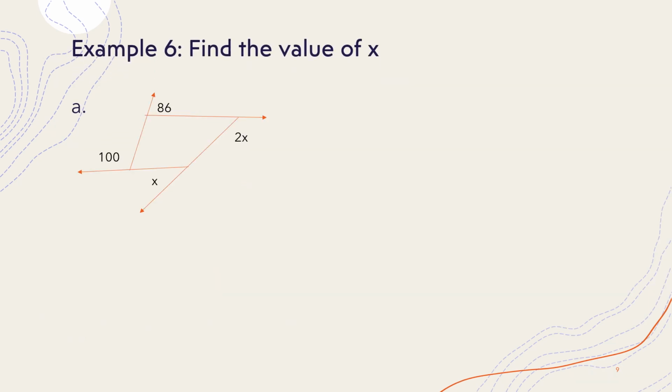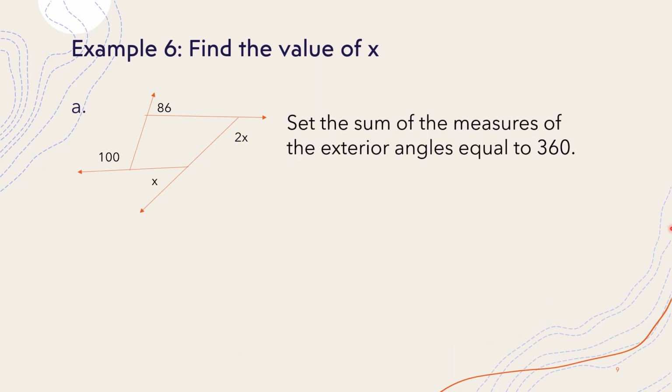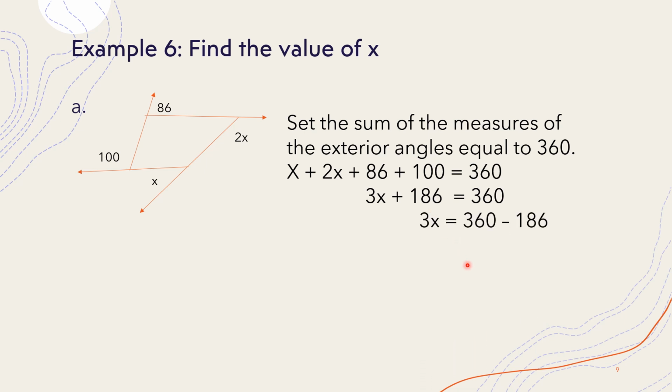Example 6, find the value of x. So, set the sum of the measures of the exterior angles equals to 360. Therefore, x plus 2x plus 86 plus 100 is equals to 360. So, we have 3x plus 186 equals to 360. 3x is equals to 360 minus 186. 3x is equals to 174, divided by 3. Therefore, x is equals to 58.